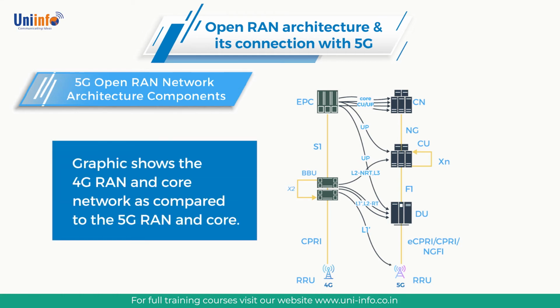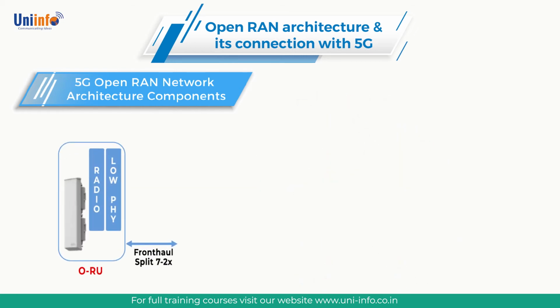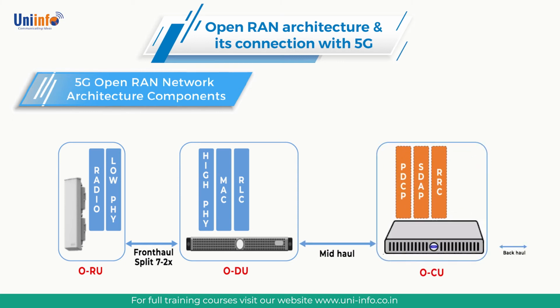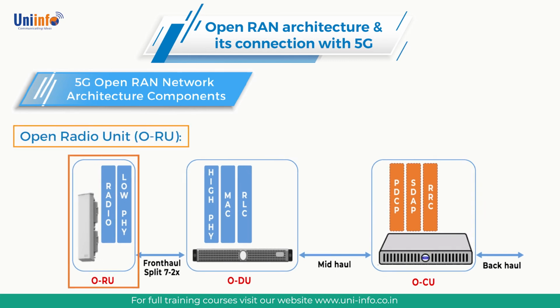The graphic shows the 4G RAN and core network as compared to the 5G RAN and core. The 5G NR, with respect to 3GPP release 15 and later, specifications require the RAN to become disaggregated groupings of functional elements. The gNode B, which is a 5G base station, is comprised of the following functional units. First, Open Radio Unit. Open Radio Unit, ORU, comprises the RF chain to transmit or receive the over-the-air signal and provide corresponding transformation of the analog radio signal and the digital signals. It connects through the front haul to Open Distributed Unit.